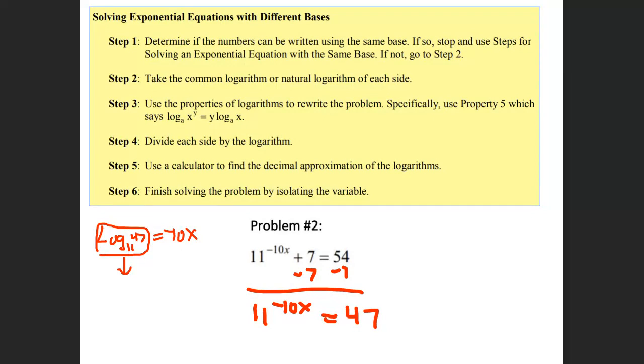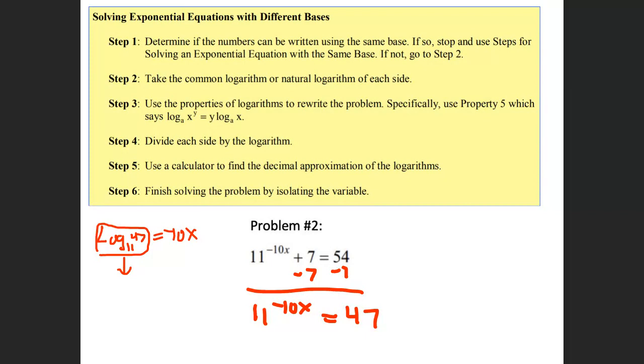And my calculator is an old one, so I'd have to do the change of base formula, but I don't want to do that. So what is the log base 11 of 47? Now I can tell you what it's going to be close to. 11 to the first is 11. 11 to the second is 121. So I know it has to be like 1 point, maybe 1.3, 1.4, someplace in there.